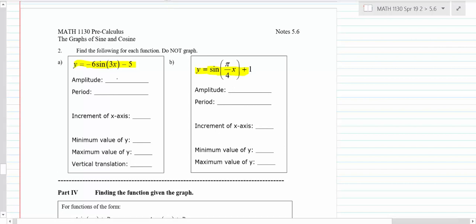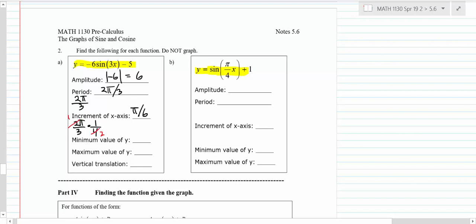Okay. So the first one, the amplitude is the absolute value of negative 6, which is 6. The period is 2 pi over omega, with omega being 3. So that's 2 pi over 3. Okay, the increment of the x-axis, you always take the period and divide it by 4 or multiply by a fourth. It's the same thing anyway. So you would reduce the fraction. 2/4 reduces to a half. So that increment would be pi over 6 like that.